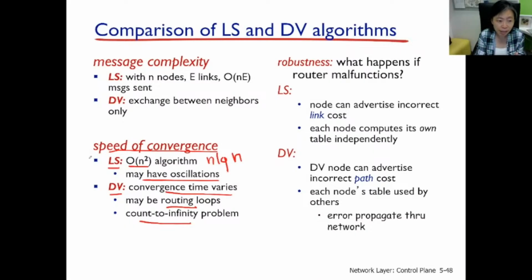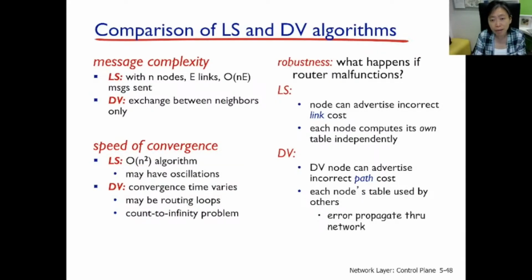On the other hand, link state is very predictable. I would say in terms of predictability, link state wins over distance vector. But under normal situations, distance vector's convergence time is indeed the diameter of the network. There are not many hops. Even for a large network, the diameter might not be so long either.